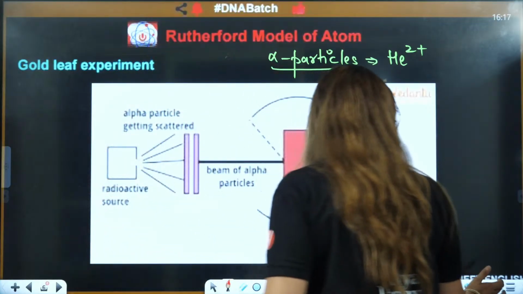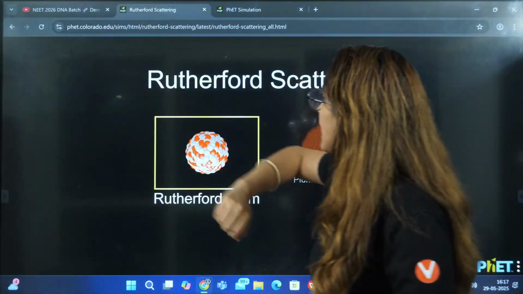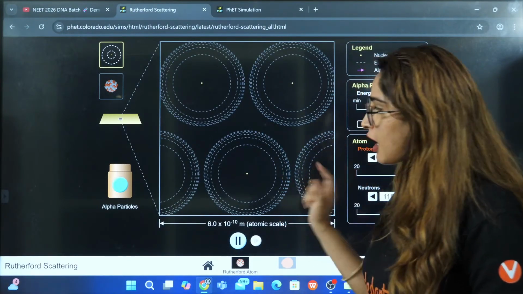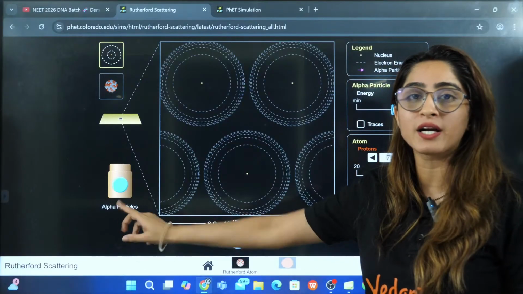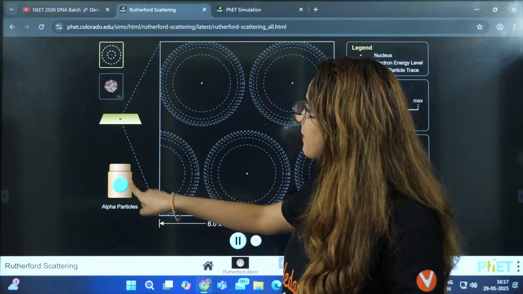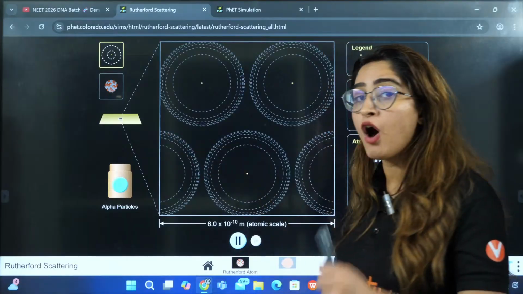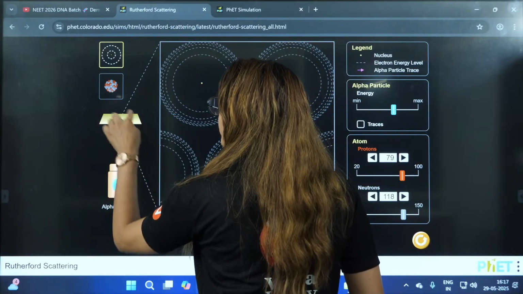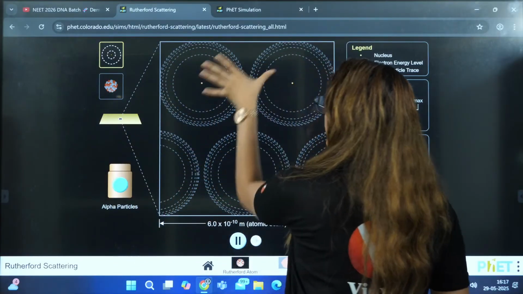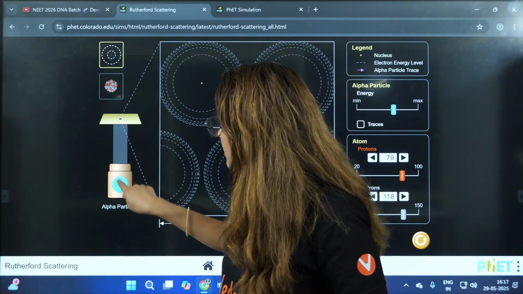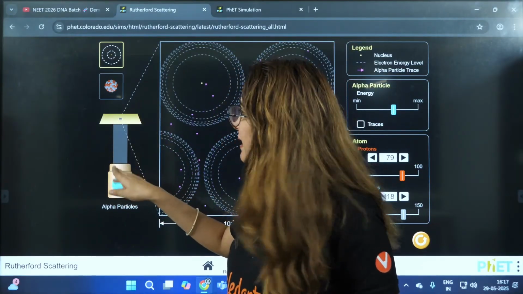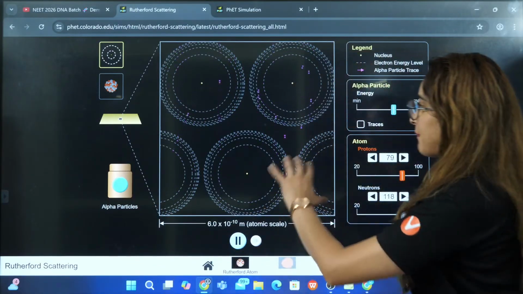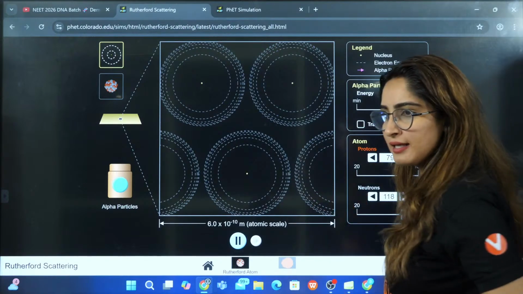Now I'll show you a simulation based on this, right? This is the Rutherford scattering experiment simulation. This is the alpha particle radioactive source, right? It will pass through this, and we will see what exactly is going to happen. This is the gold foil that we are showing zoomed in here. We are passing the alpha particles through this gold foil, and now we will see what is happening in zoom on the screen.